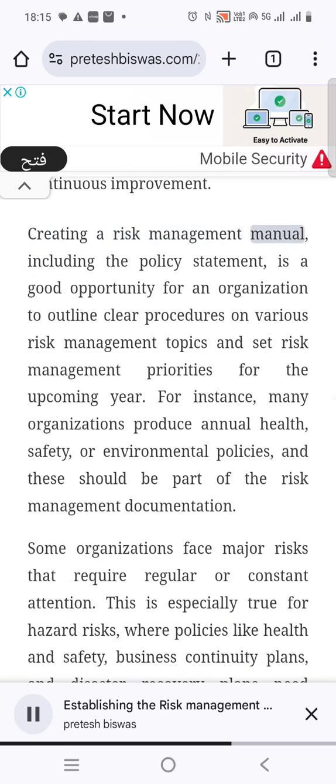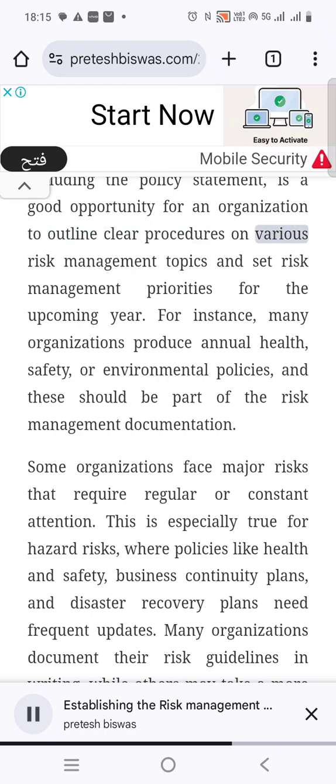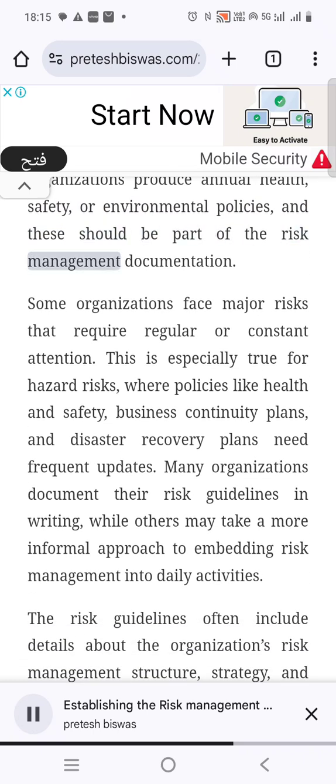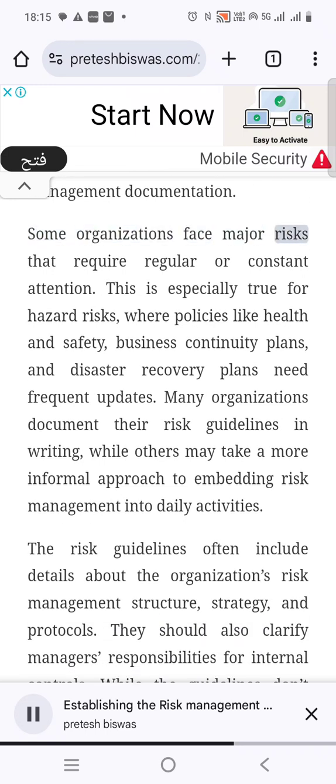Creating a risk management manual, including the policy statement, is a good opportunity for an organization to outline clear procedures on various risk management topics and set risk management priorities for the upcoming year. For instance, many organizations produce annual health, safety, or environmental policies, and these should be part of the risk management documentation. Some organizations face major risks that require regular or constant attention.